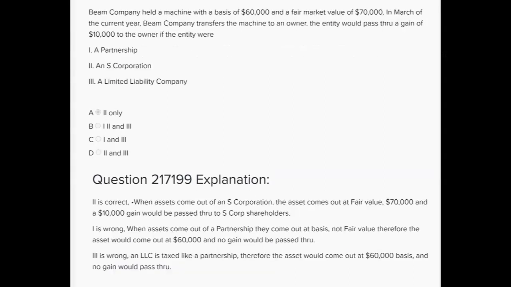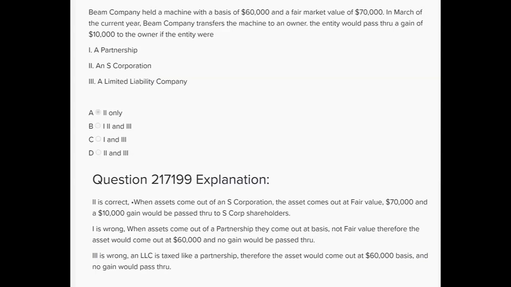Beam Company held a machine with a basis of $60,000, fair market value of $70,000. In March of the current year, Beam transfers the machine to an owner. The entity would pass through a gain of $10,000 to the owner if the entity were a partnership? No, because assets come out of a partnership at basis, so there wouldn't be any built-in gain of $10,000. But if this were an S-Corp, then you would have a $10,000 gain to pass through to the shareholder.